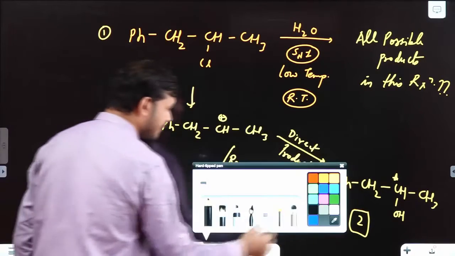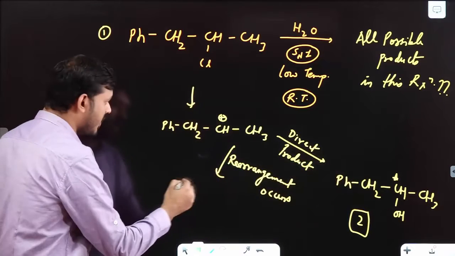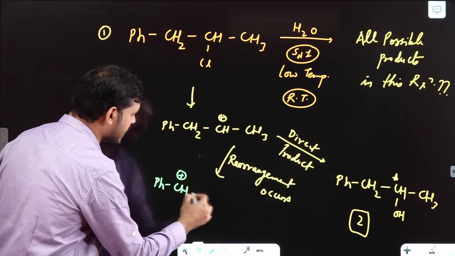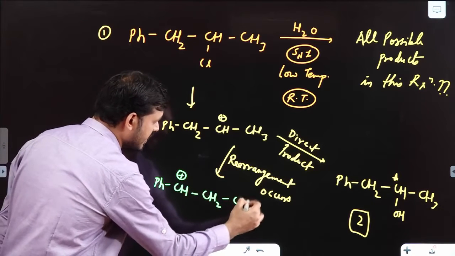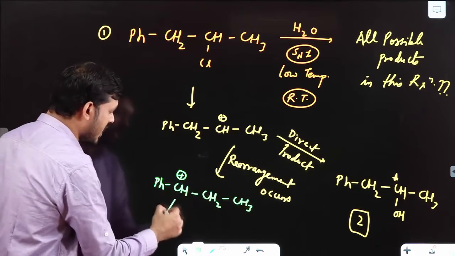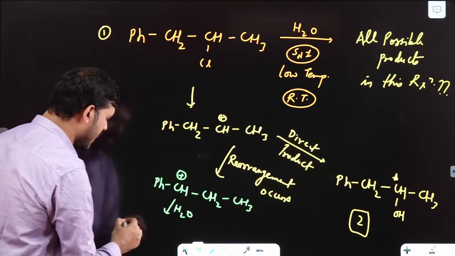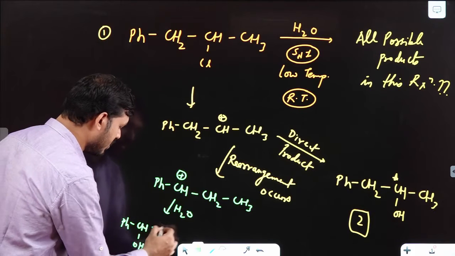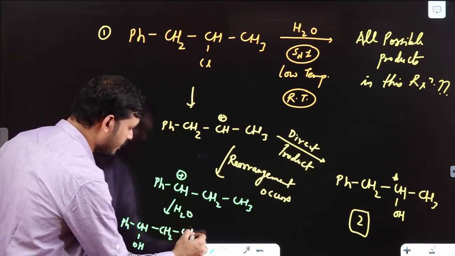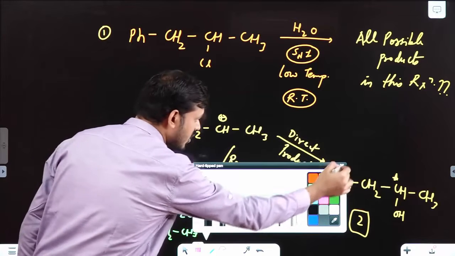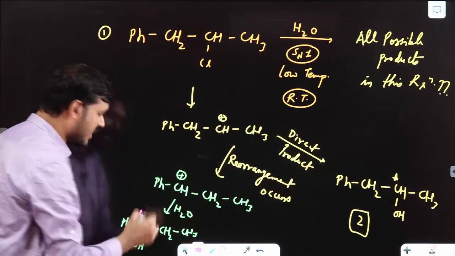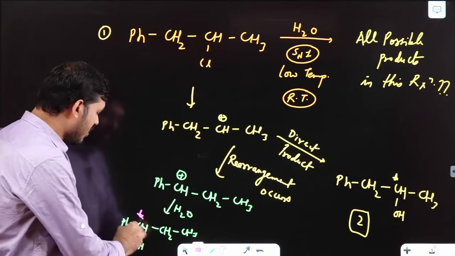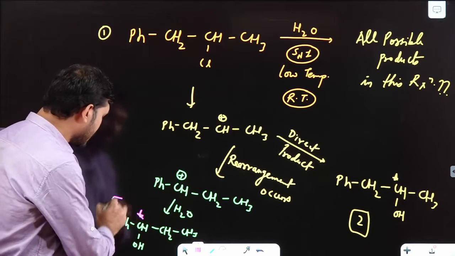Now when rearrangement occurs, what will you get? You will get PhCH+CH2CH3, and now water will attack. Then you will get PhCH(OH)CH2CH3. In this case also you can see that a chiral center is generated here. So this product is also R or S both, so two possibilities.